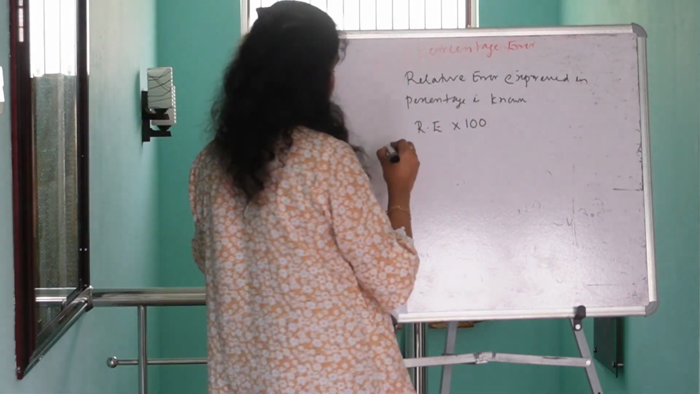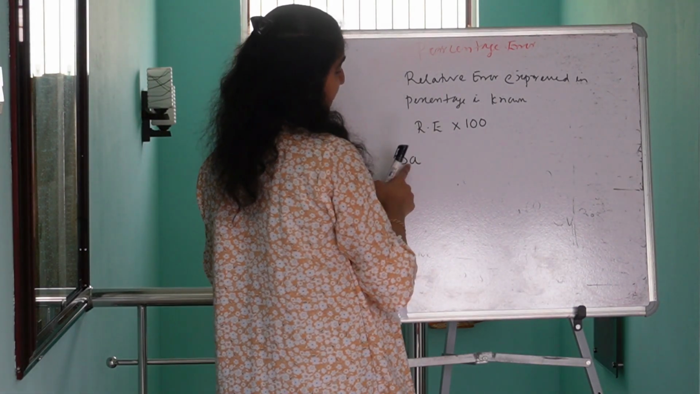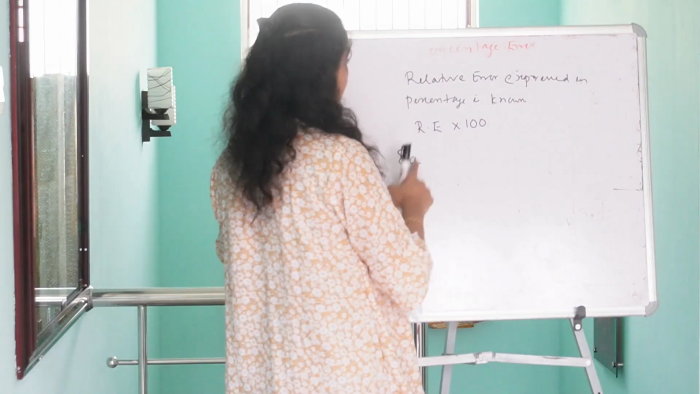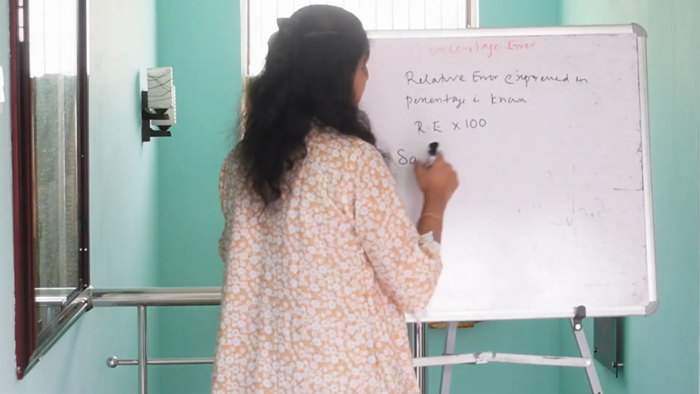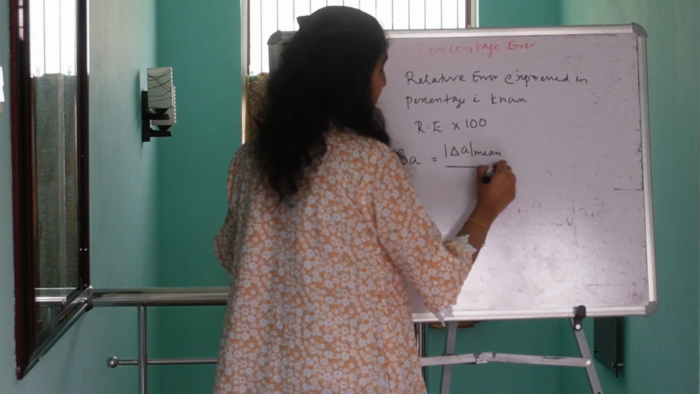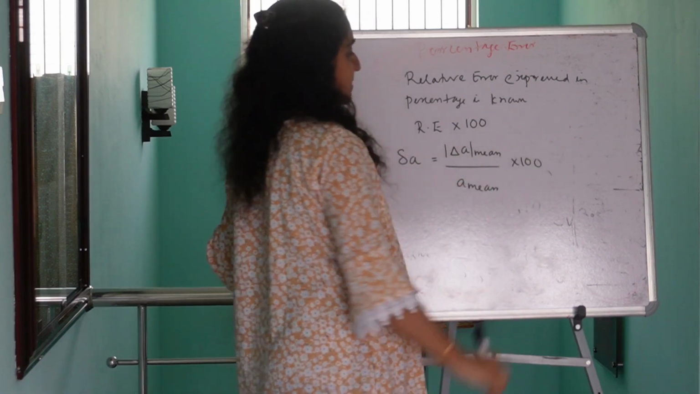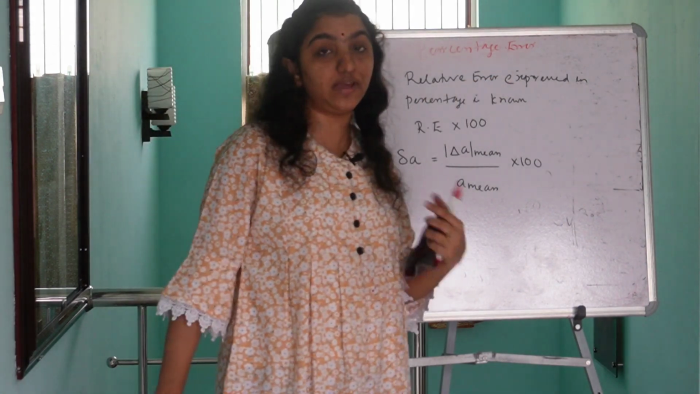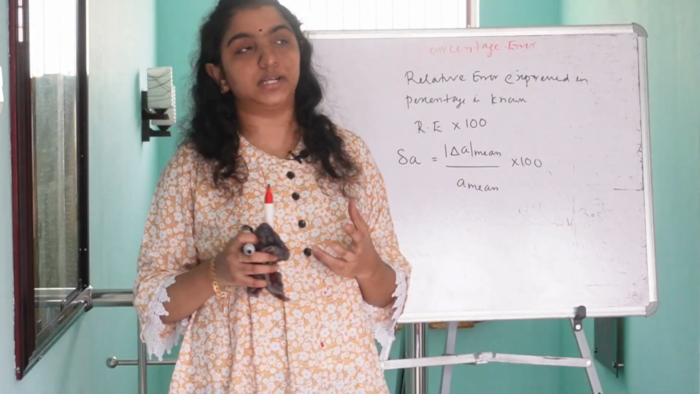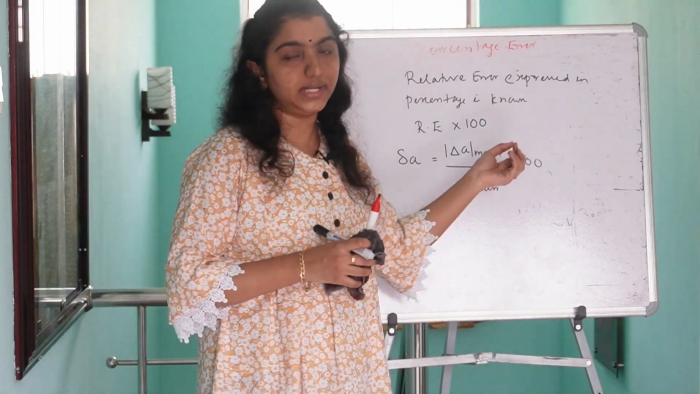Is it clear? We generally use the symbol del A. Here the del letter is small letter. Del A for representing percentage error. Del A is equal to mean absolute error divided by A mean into 100. Is it clear? What is percentage error? Relative error expressed in percentage is known as percentage error. So if you are provided with the relative error value, simply multiply it by 100.